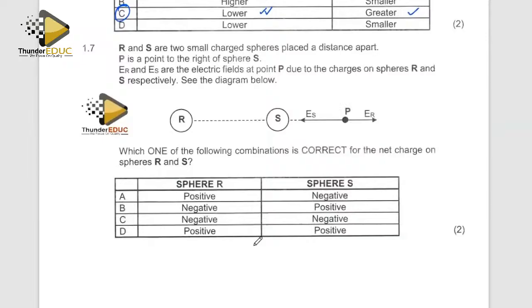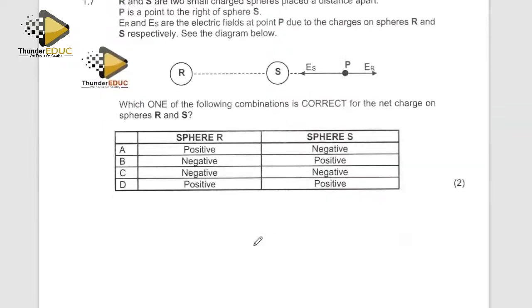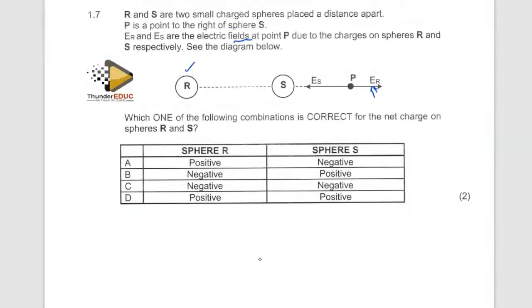Then 1.7, telling us R and S are two small charged spheres. Okay, we don't know what's happening here. So when I look at R, because they gave us the net electric fields, this is R, and this is the electric field due to R. Since the direction is in that sort, which means there's a repulsion. And we know that P is a positive point charge.